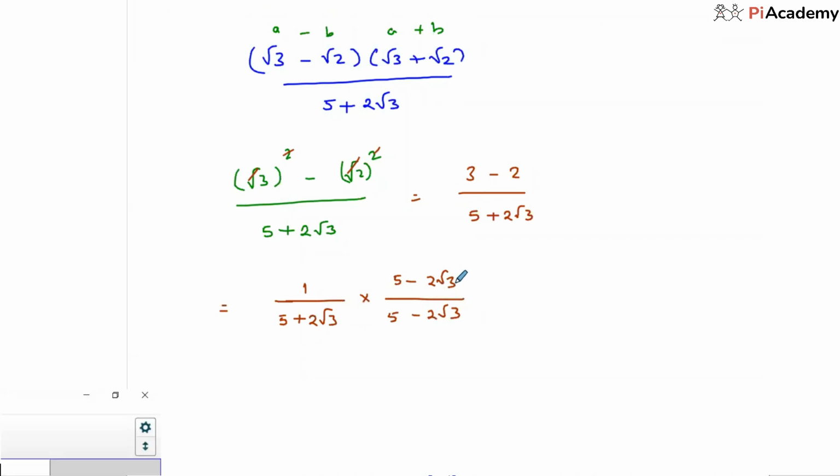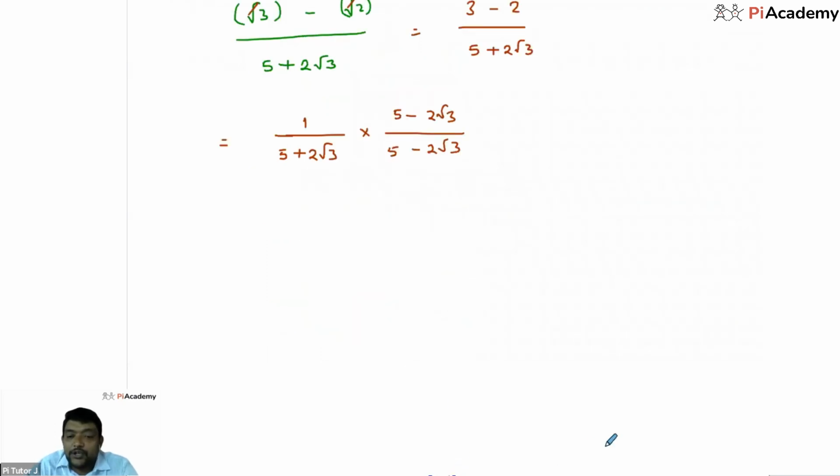Why is it 5 minus root 3? The minus? Because usually, see, if you have the plus, you'll put minus. That will be your rationalizing factor. But let me show you: 5 plus 2 root 3 times 5 minus 2 root 3.